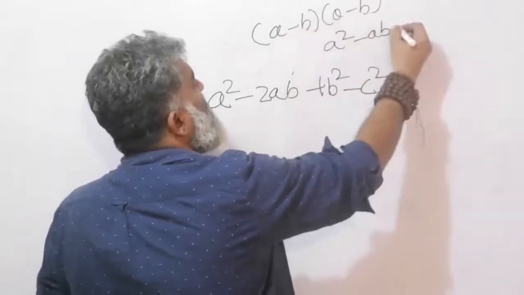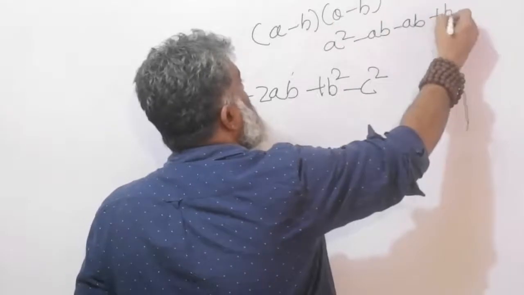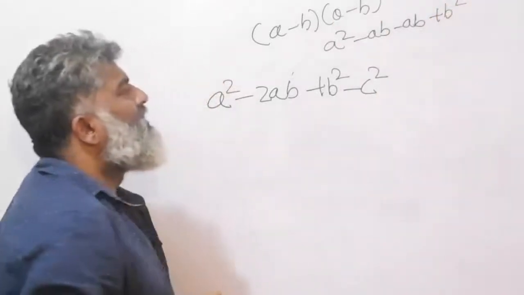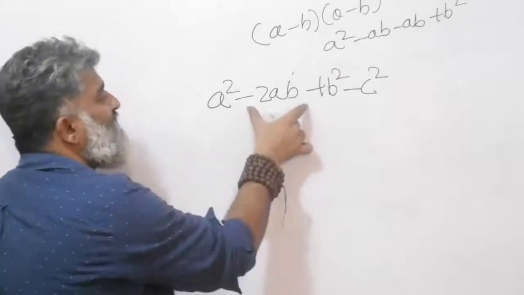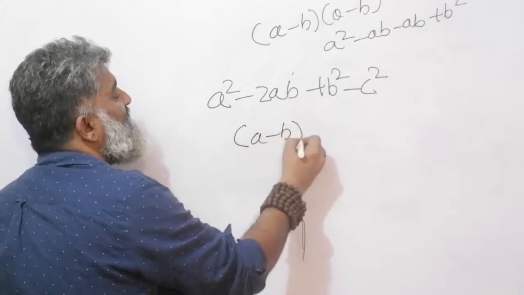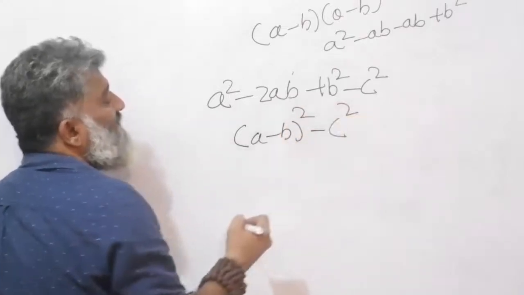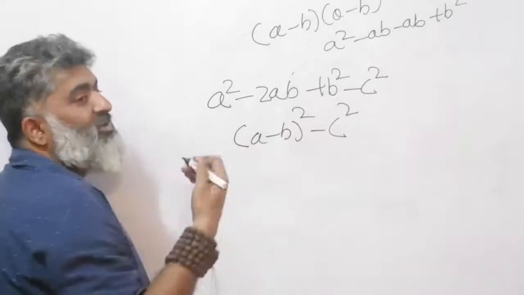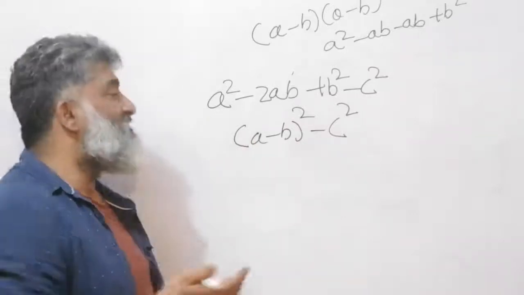Minus b into an a gives you a minus ab. And a minus b into a minus b gives you a plus b square. So same story, minor variations in the story. So instead of this expression, I can very quickly write a minus b whole square, and then there is a minus c square. Now for a second, because we are playing in the realms of symbols manipulation, right?